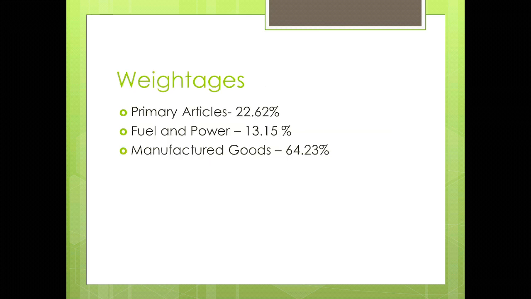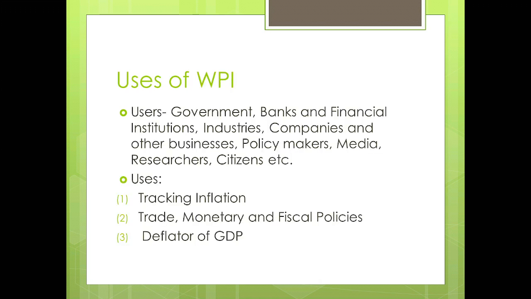Now let's talk about the weightages. Weightages means which has a higher proportion. So you can see manufactured goods has the highest proportion of share in the basket. It is 64.23%, followed by primary articles, whose share is 22.62%, and the last is fuel and power, which comprises 13.15%.